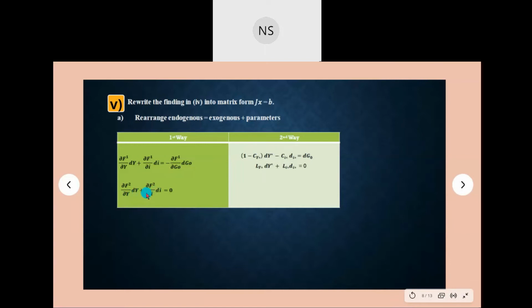For the second style, we get it from answer number 4 after we expand it. For the first equation, we bring the G null, same as the first way, to the other side because it is exogenous. So the answer is in bracket 1 minus Cy star close bracket dy star minus Ci star di star equal to dG null. While equation 2 is the same as before, the same as the answer in number 4.